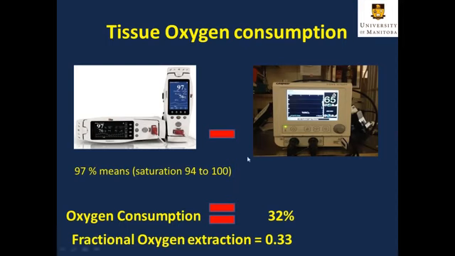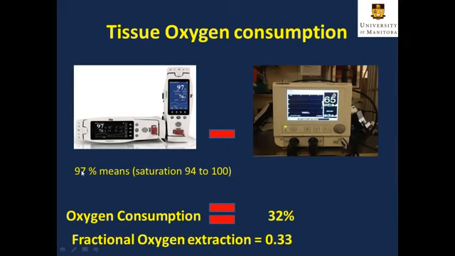Fractional oxygen extraction is the oxygen saturation in the arterial blood minus the assumed venous or tissue oxygen saturation, divided by the arterial oxygen saturation. It's normal between 0.15 to 0.33. So there's actually normal oxygen consumption and normal oxygen extraction. Without having near-infrared spectroscopy, we cannot understand how much oxygen is consumed by the tissues.